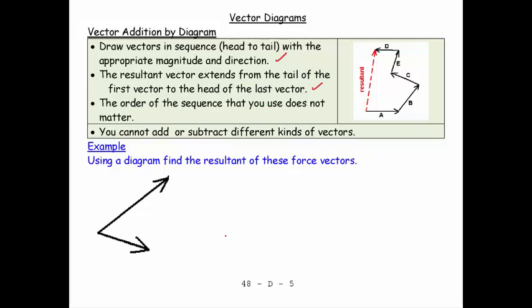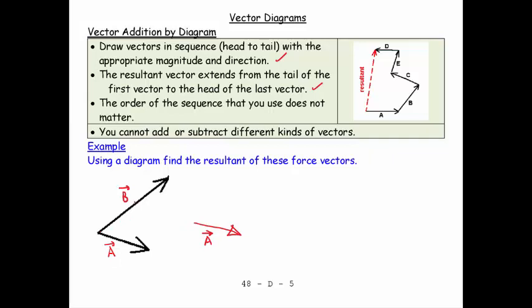So now you will be doing this with a ruler. I'm going to do it freehand, but I'll show you the example. Use a diagram to find the resultant vector of these force vectors. So they're force vectors. Let's say this is A, and let's say this is vector B, and I can add them up in either direction. So what I do is I draw A. My drawing has the same length as the original vector and the same direction. This is vector A. Put a little arrow on top to tell everybody I'm dealing with a vector.